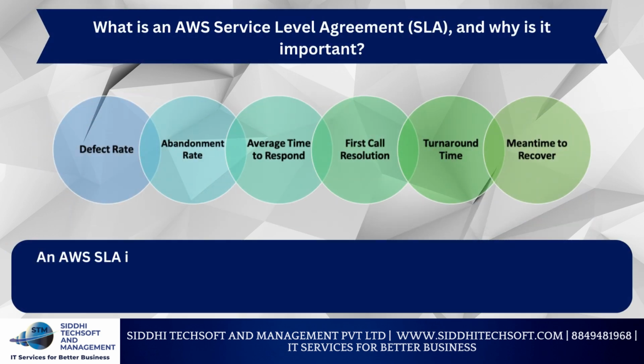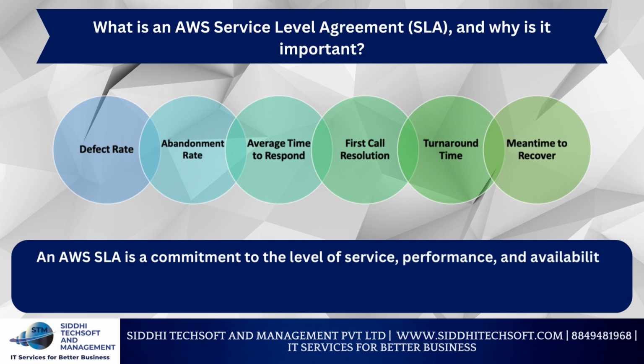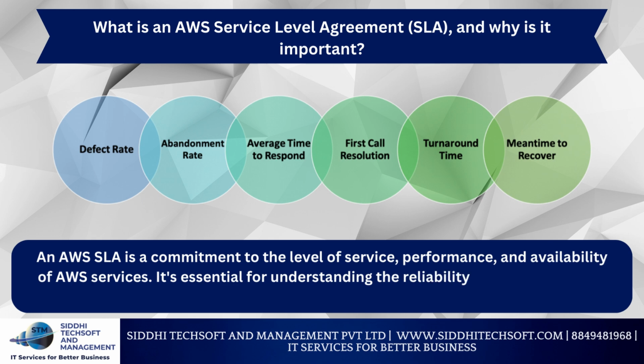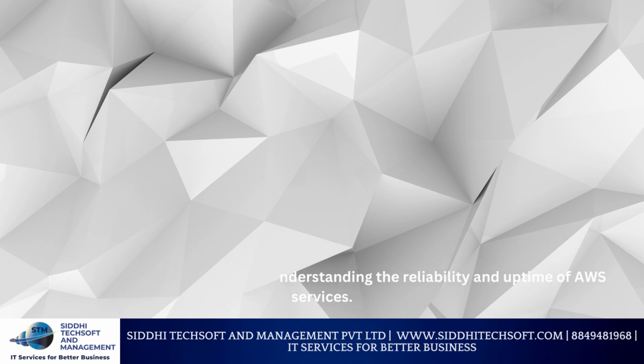What is an AWS Service Level Agreement, and why is it important? An AWS SLA is a commitment to the level of service, performance, and availability of AWS services. It's essential for understanding the reliability and uptime of AWS services.